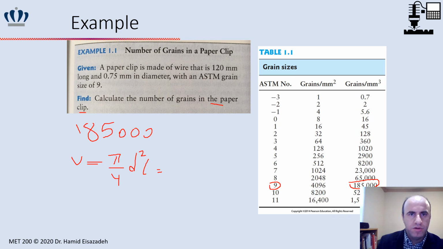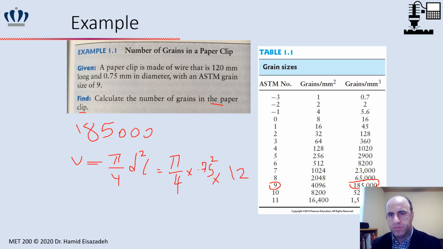We know the diameter, so it is pi over 4 times 0.75 squared times the length, which is 120. Which gives you 5.3 cubic meter.